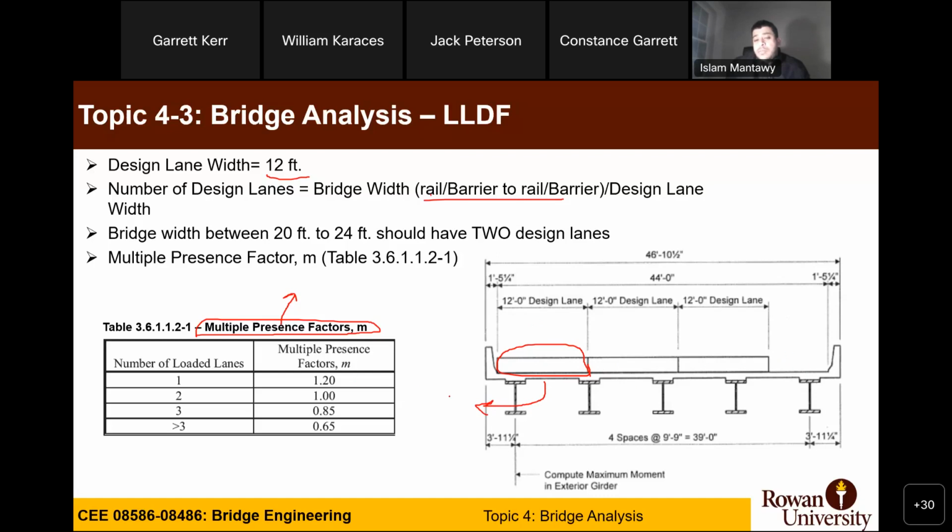Because of probabilities, we should increase the load by 20%. If we have 2 trucks side by side and the rest of the bridge is just vehicles, this is likely to happen, so we don't amplify it. If you have 3, this is really rare, to have 3 trucks side by side over the bridge at the same location. That's why we reduce the load by 15%. And if you have more than 3 lanes, you reduce even further, by 35%. Any question on the multiple presence factor?